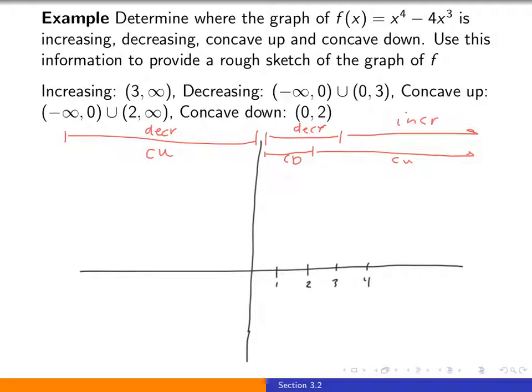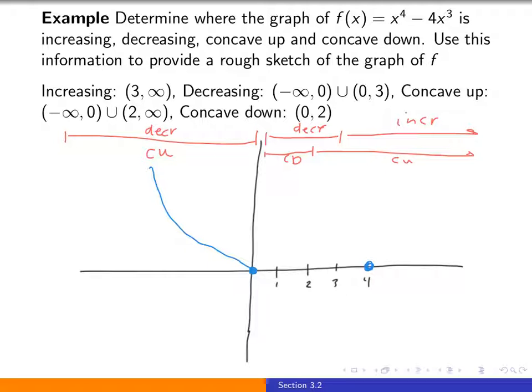What I would like to do is sketch a function that satisfies these properties. I'm going to note by inspection that we can see what the x-intercepts are going to be. This expression is equal to 0 when x is 0 or 4. So I'm going to put 2 points on my graph: an x-intercept at 0 and an x-intercept at 4. Now I'm going to sketch. From the left, I'm decreasing, concave up. So decreasing, concave up.